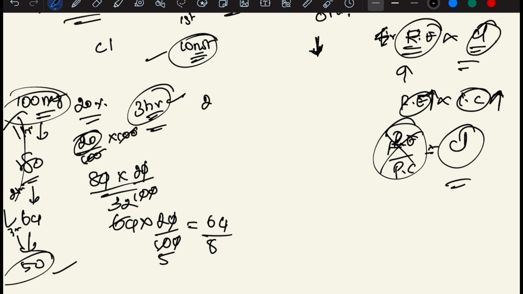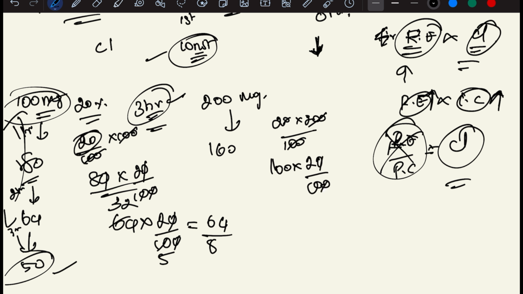Okay. Now I'm increasing the dose to 200 mg. Now what happens? 200 by 20 into 200 by 100. It's 40. So 40 is eliminated. 160 remains; 160 into 20 by 100. It's how much? 32. So 32 is eliminated. 160 minus 32 is 128. Okay. Another time it comes to nearly 100.